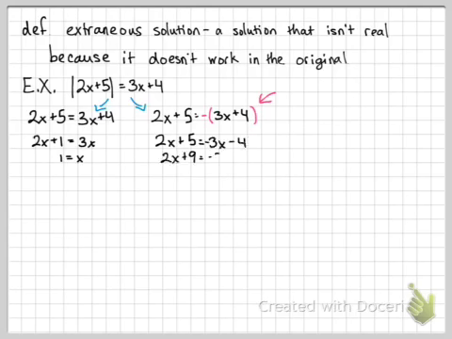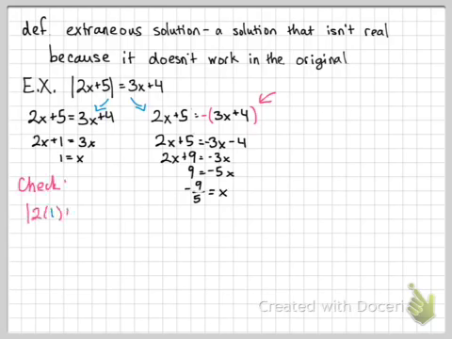2x plus 5 equals negative 3x minus 4. That negative is very important, and you need to make sure that you distribute it properly. So 2x, then I've added 4 to both sides, plus 9 equals negative 3x. Next, I'm going to subtract 2x from both sides to group my x terms on one side and my number terms on the other side. Lastly, I'm going to divide by negative 5, and negative 9/5 is equal to x.